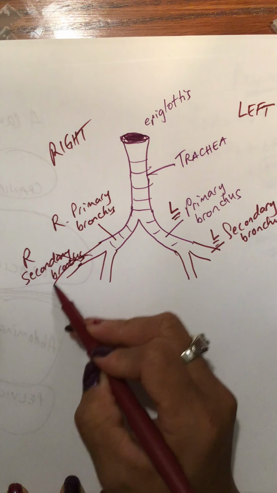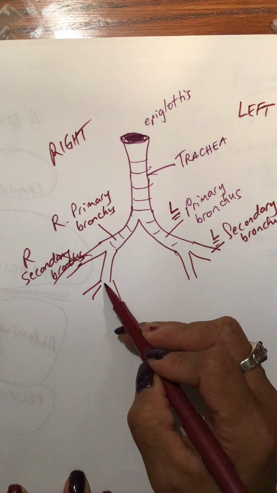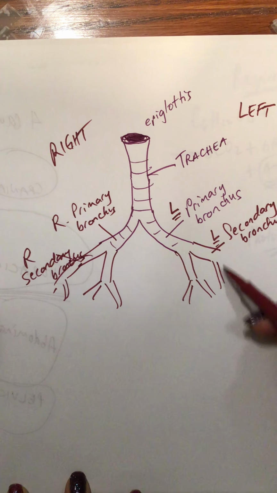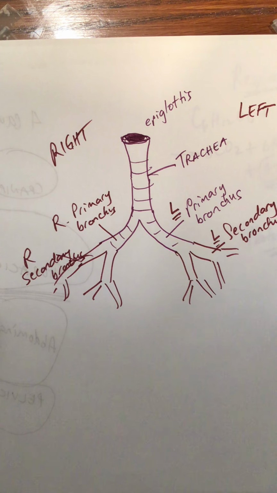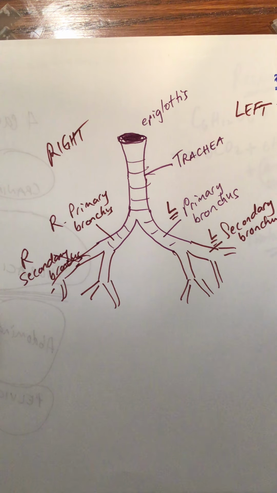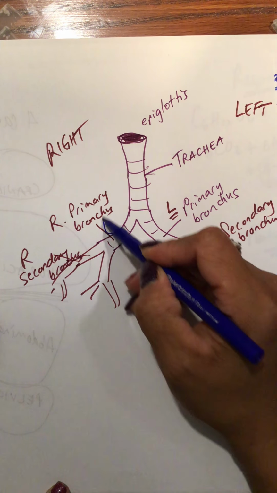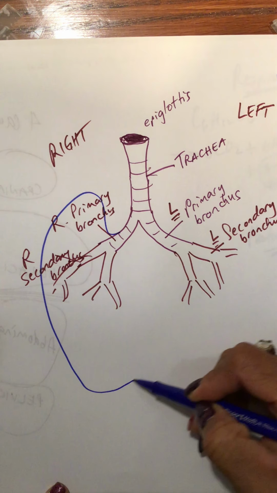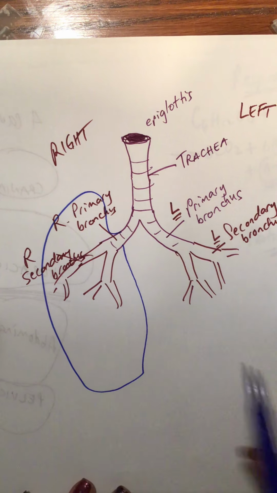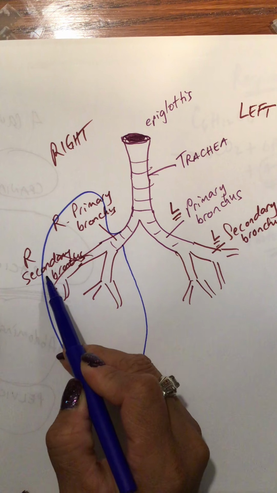And then, of course, this will further split into tertiary. And now we are inside the lungs. So the lungs, I'm going to draw the lungs. So this is the right side. It goes somewhat like that. And the right side has 3 lobes.